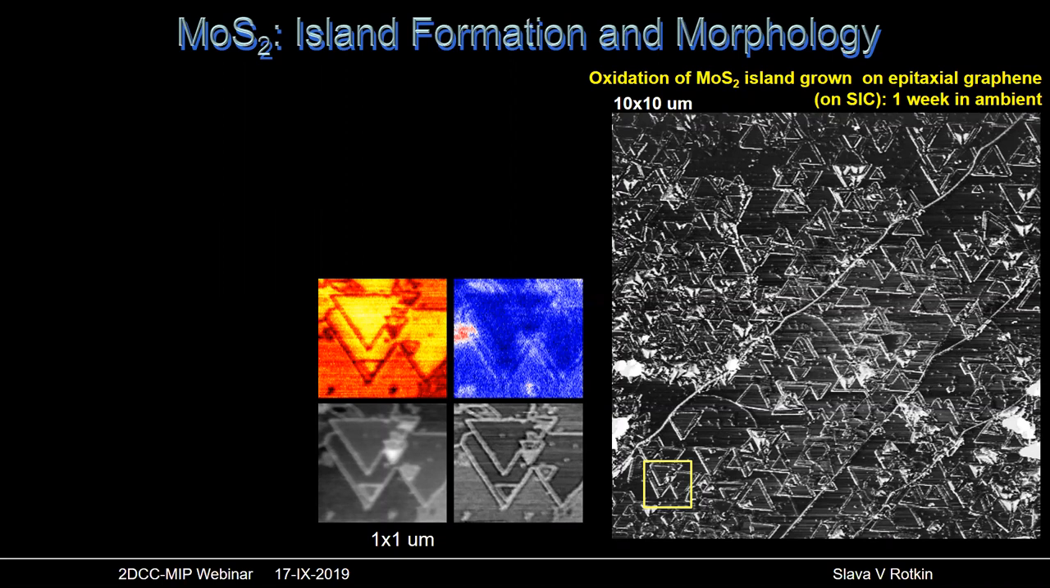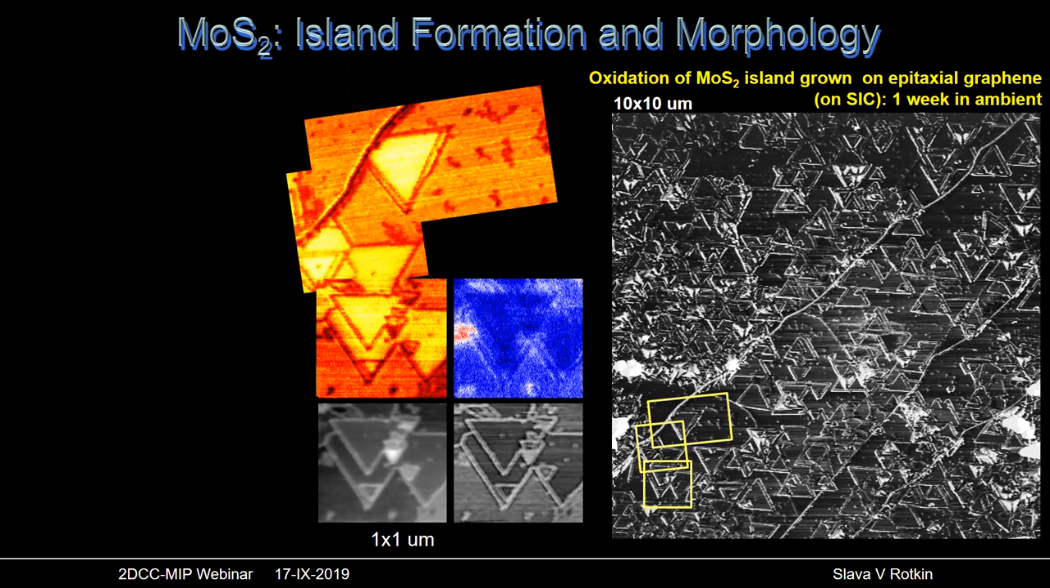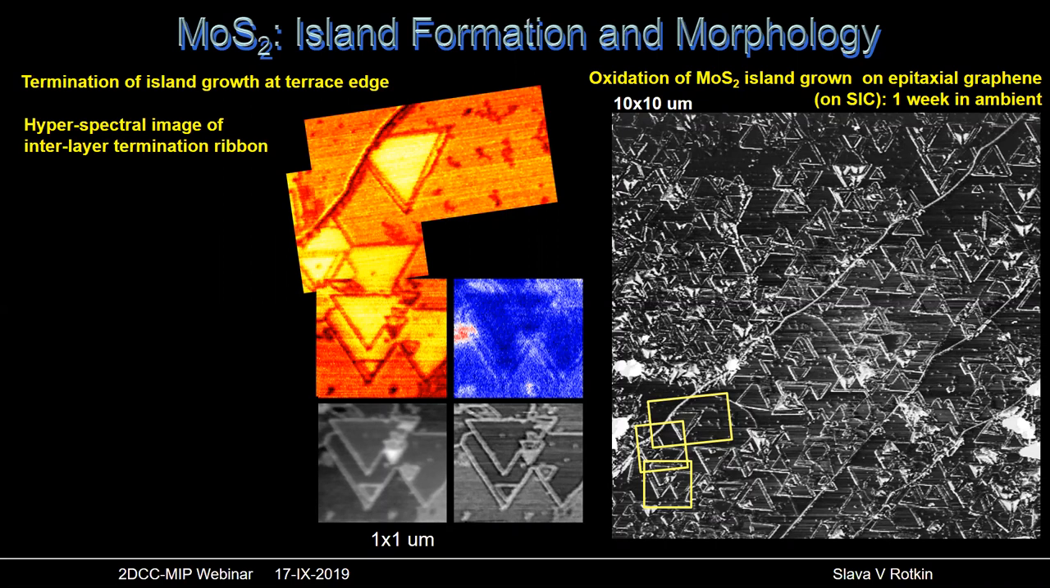But then we looked at these edges at a little bit larger resolution. What is shown here is that we investigated the area of these yellow rectangles on the large AFM image, and one of these islands has been looked at in much higher resolution. First of all, we focused on this island because it was interesting that the growth of this triangular island obviously has been terminated by the terrace edge. But also the edges of the island show double lines. And we looked at these double lines with a little bit higher resolution.